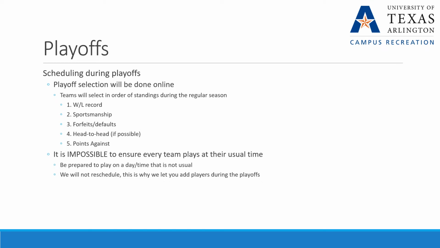During playoffs, the scheduling is done online, and the priority of selection has to do with the standings, the seed during the regular season. That's decided primarily by win-loss record, and a tiebreaker will be sportsmanship, and then which team has more forfeits or defaults, if they've played head-to-head, and finally our last tiebreaker is points against.